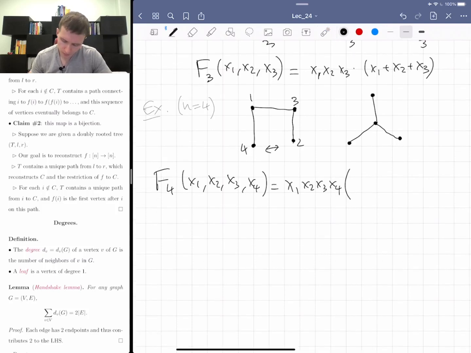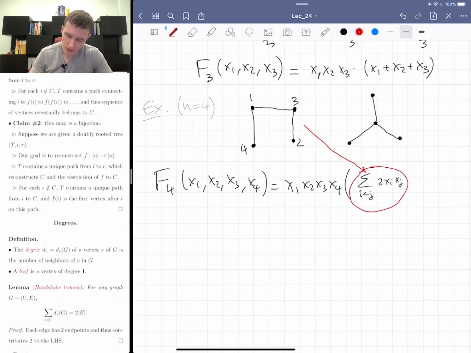So in particular, I get the sum over i less than j of 2 xi xj. Because 1 and 3 here have degree 2, but I have already divided by x1 x2 x3 x4, so they are going to contribute x1 x3 twice to this sum. That's the first tree. It's going to give me this sum here.